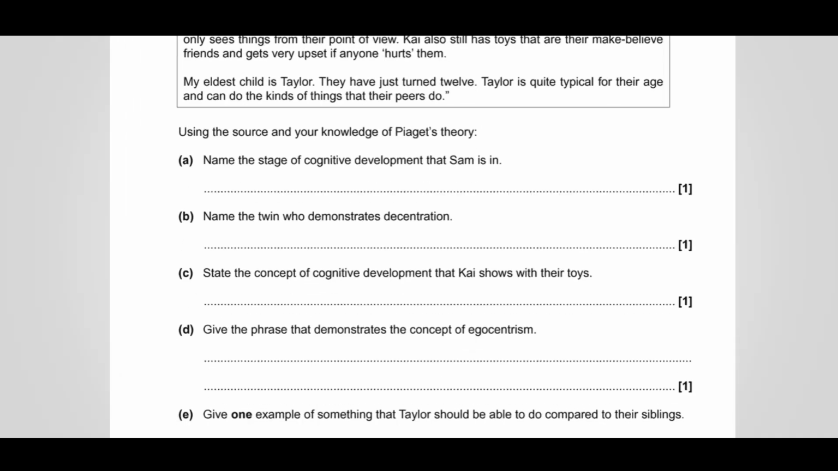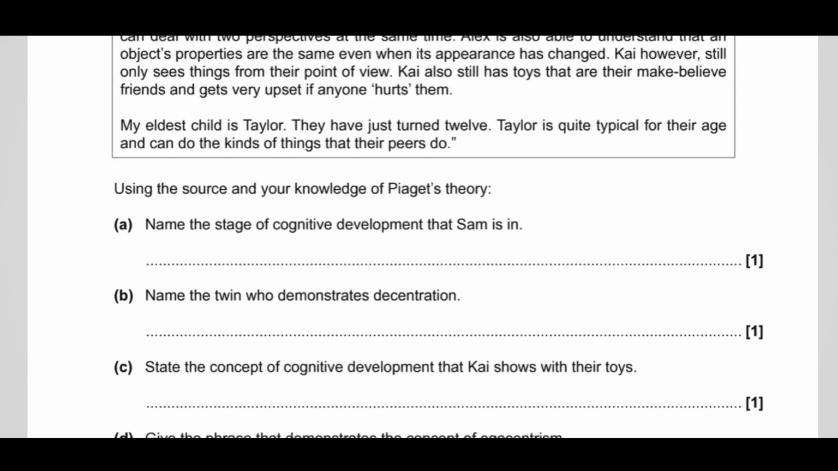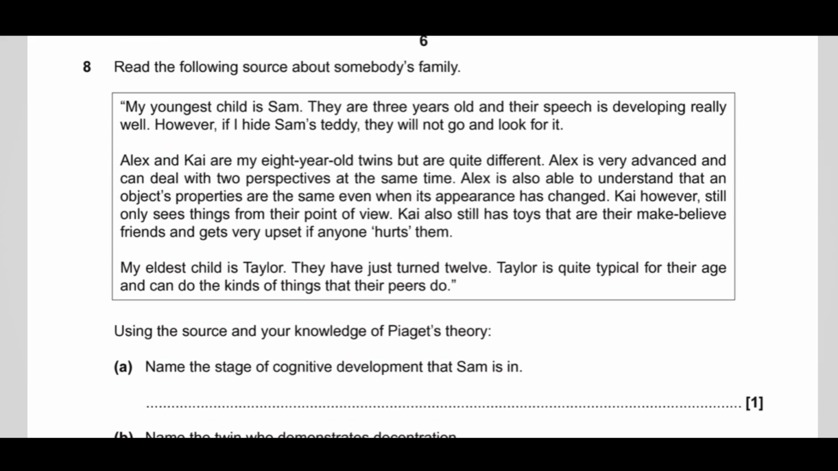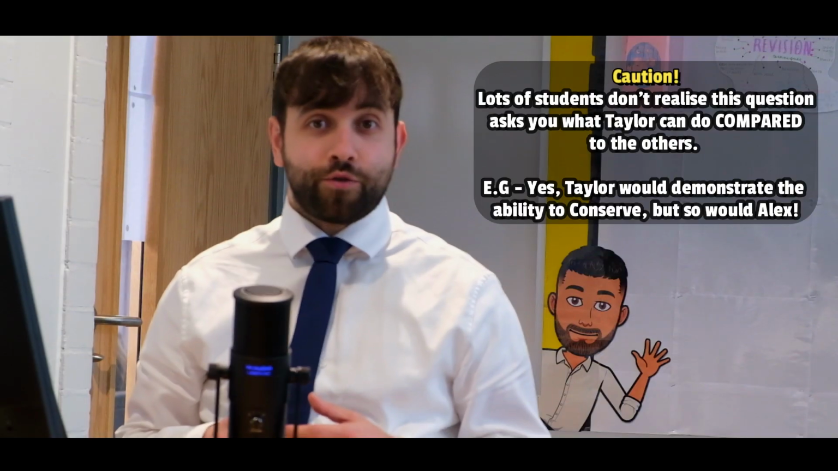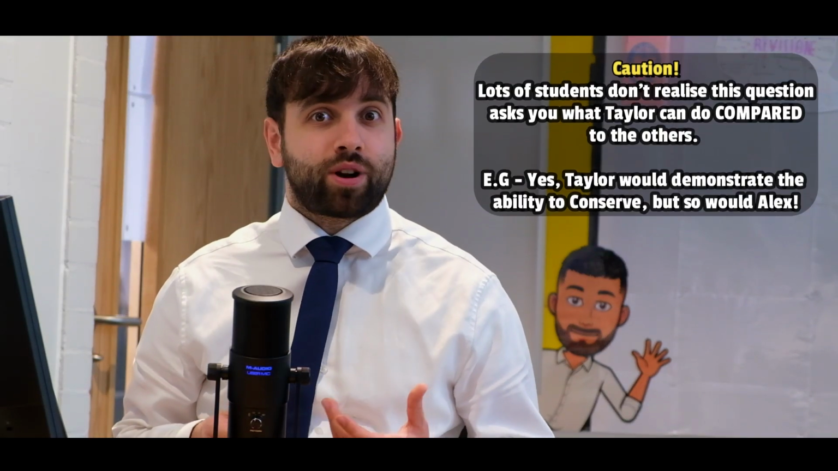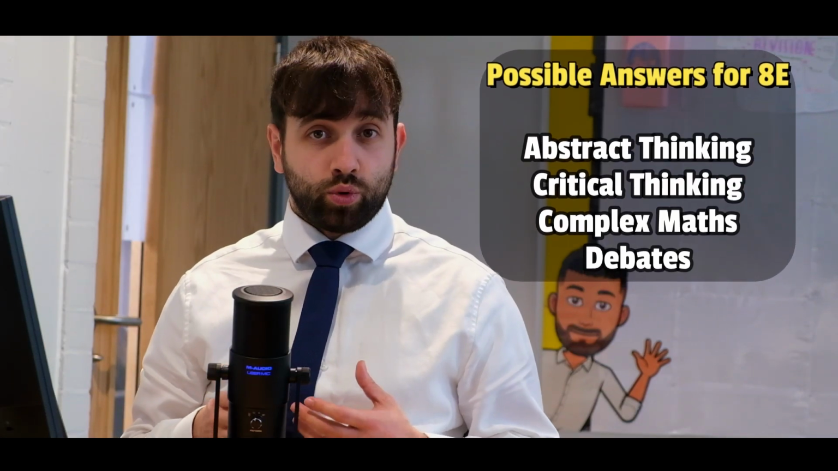And finally, for E, give one example of something that Taylor can do that their siblings might not be able to do. Well, Taylor's much older, clearly in the formal operational stage. And in the formal operational stage, there's a few options that you could go for. Best ones being things like abstract thinking, being able to think about really complex thoughts, being able to have debates, anything along those lines would get you the marks. And so in order to smash question 8, really, it's just about the understanding of the key terms of Piaget's theory. And this is a bit of a trend with a lot of the theories. If you know the key terms, you get through most of the questions.